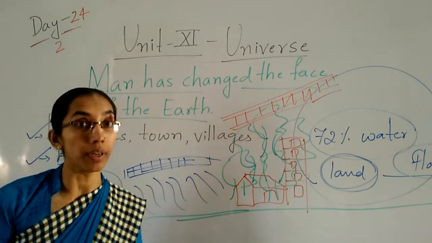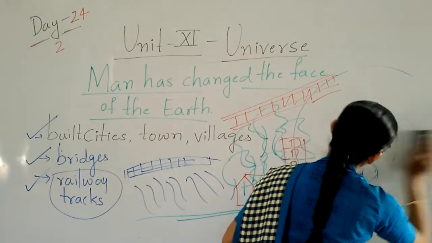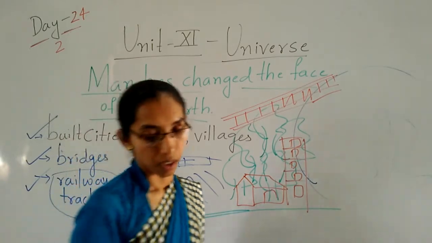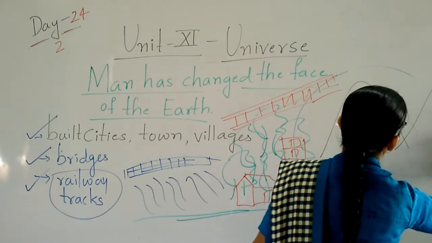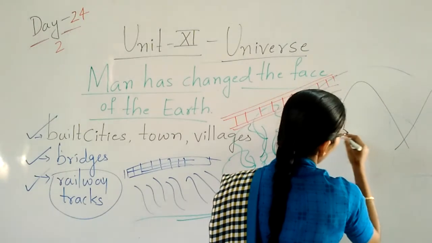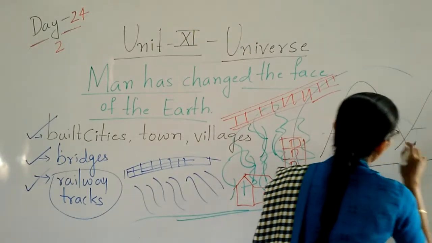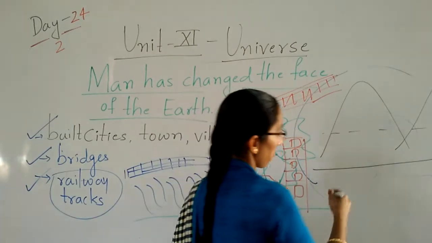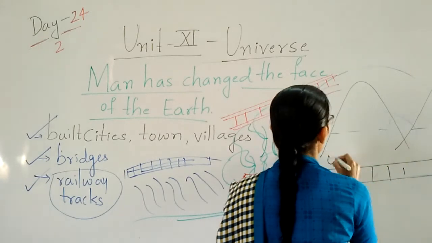And what about the railway tracks? To construct the railway tracks, what did he do? Tell me, children. He flattened the hills. He destroyed them by using bombs and all. He destroyed this land and flattened it. When all the hills are destroyed, that area becomes flat. So he used that area to construct the railway track.